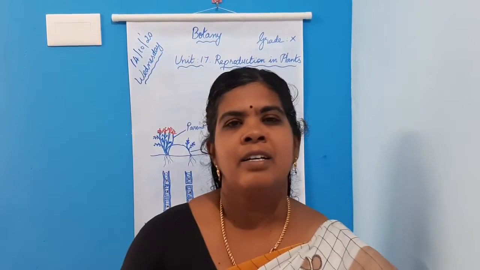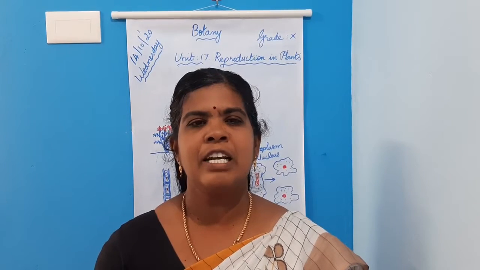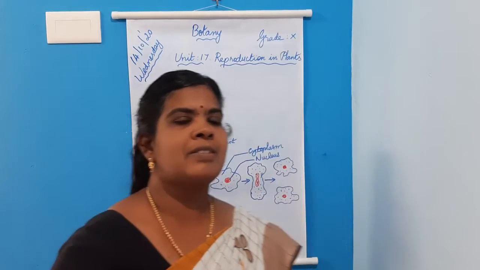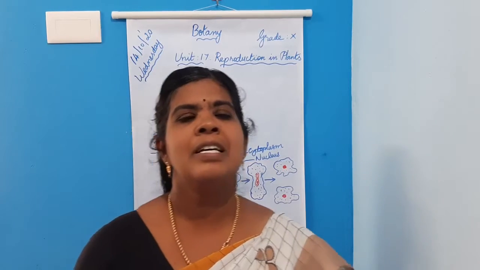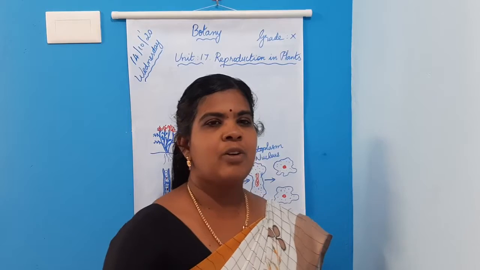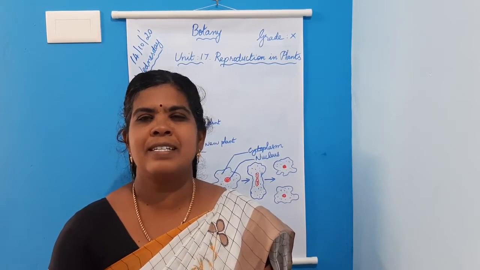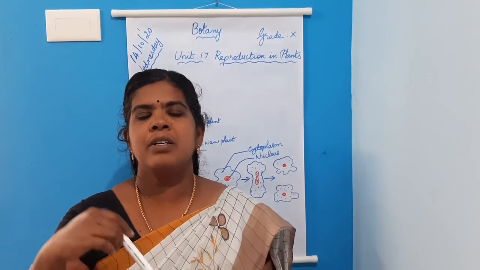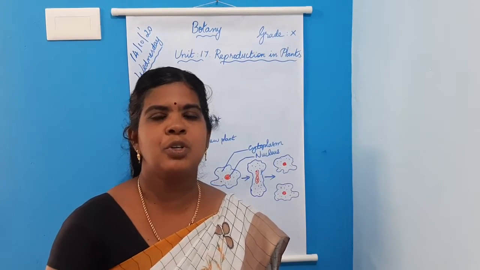You all know that each and every organism has a particular lifespan, or it can live for a particular period on earth, isn't it? So this reproduction gives the continuation of the species. Reproduction is a process by which an organism produces its own kind. Okay, it ensures the continuity and survival of the species. The time required to reproduce also varies from organism to organism.